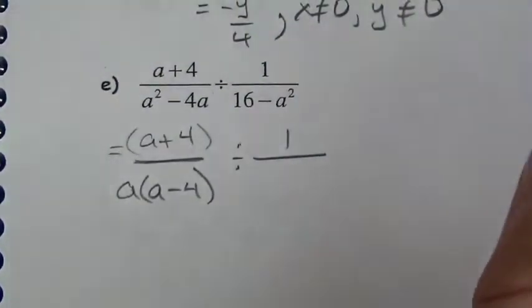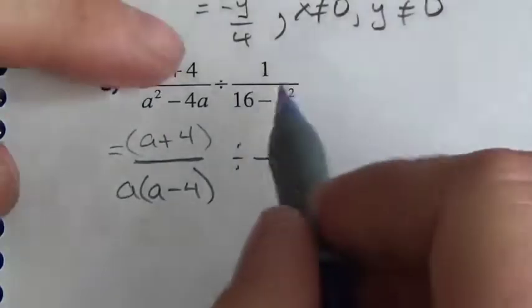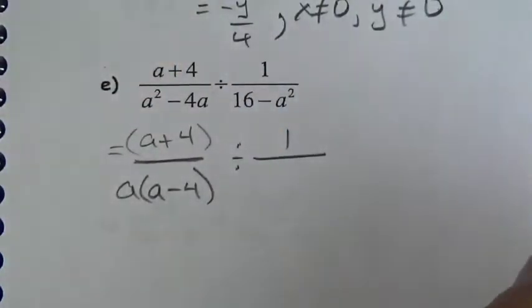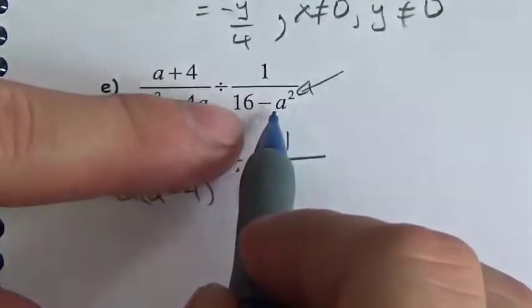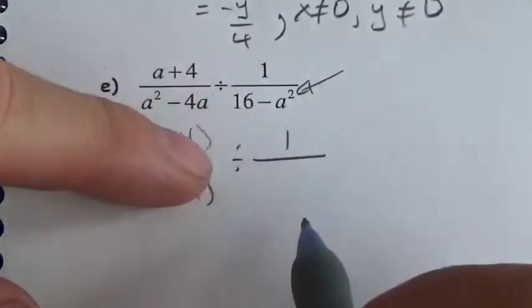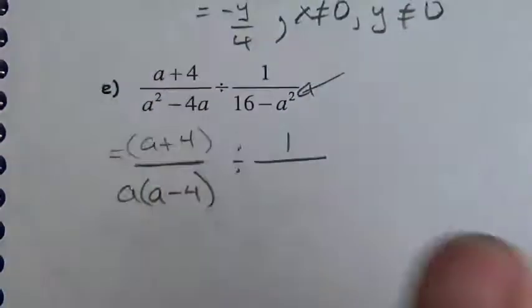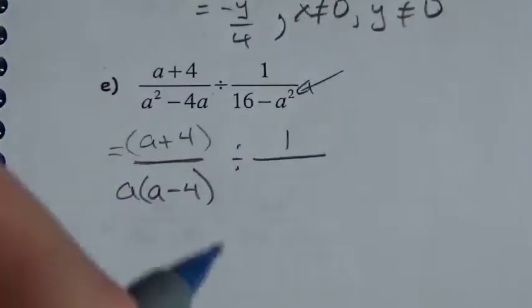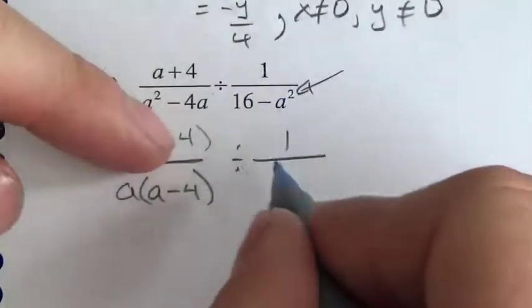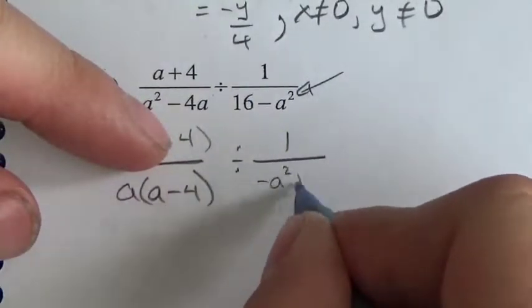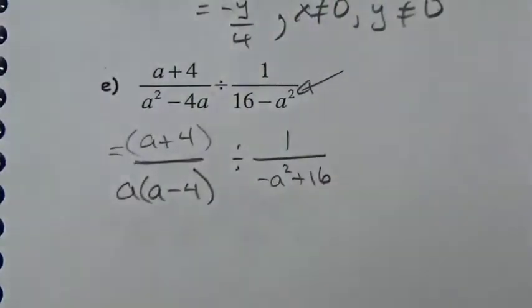Okay, before I go any further, there's something about this question that I don't like. It's not pretty, and it's this thing right here. It's not pretty because it's in the wrong order. I like to have the variable first, and then in order of decreasing degree. So I'm going to change the order of this. I'm just going to change this to negative a squared plus 16. That looks way better to me.